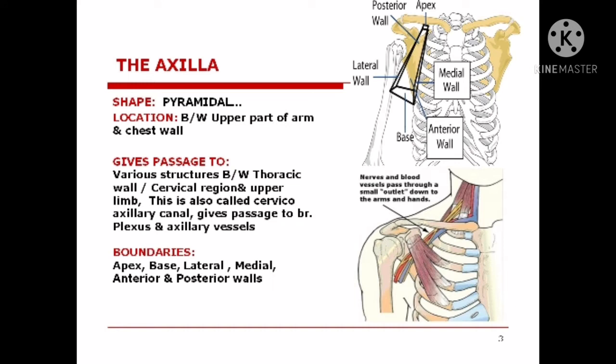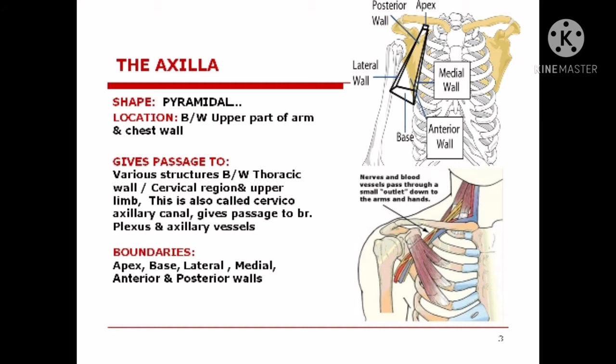The axilla is an anatomical area. It is in between the upper part of the thoracic wall and the lower part of the neck and the upper part of the arm region. The location is between the upper part of the arm and the chest wall. It is pyramidal in shape.